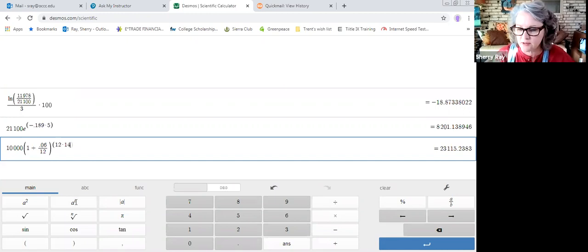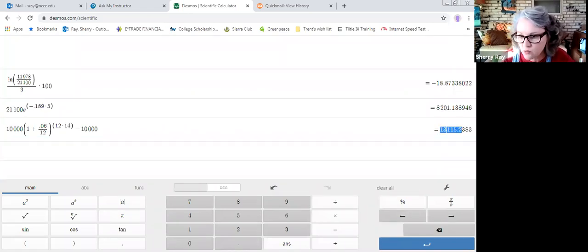This amount that I see over here, the 23,115, that's the total amount that you make. That's your investment plus your interest. So I need to subtract 10,000 from this, and that gives me $13,115.24. I'm just going to copy this right here.